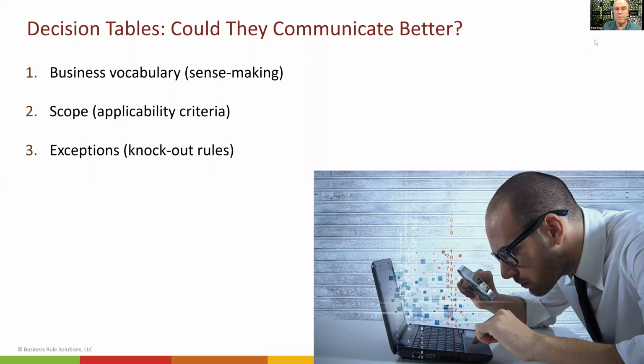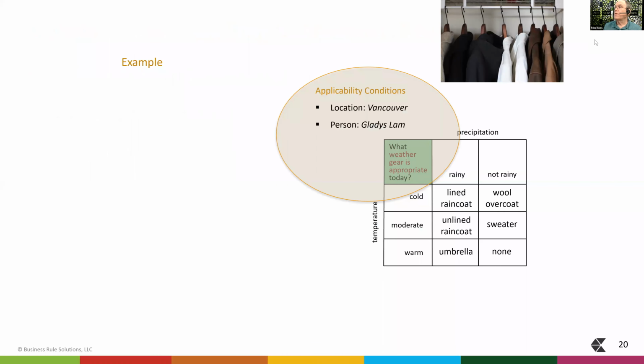So to illustrate the point, and then we'll look at a different example, let's talk about Gladys and her decision coat problem. And as I mentioned before, first, the thing we need to be clear about is what is the question we're answering.